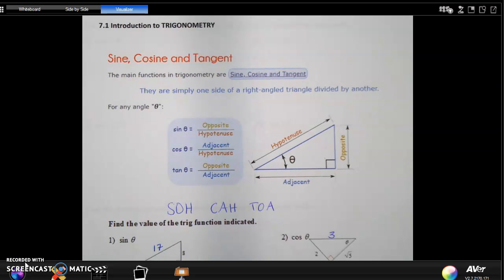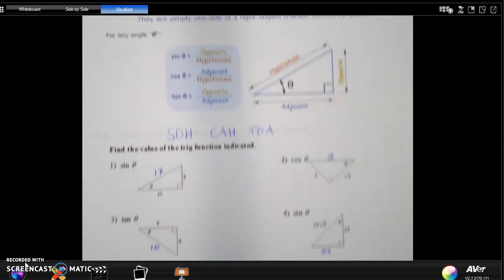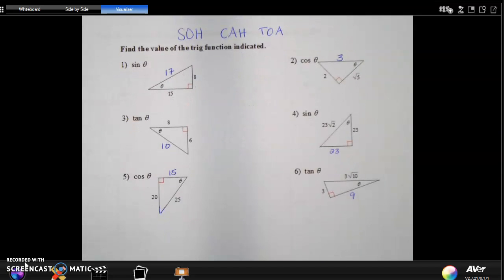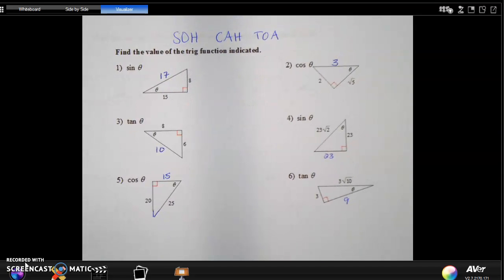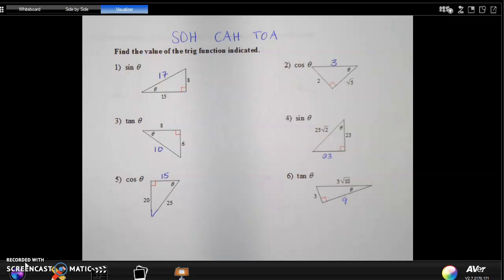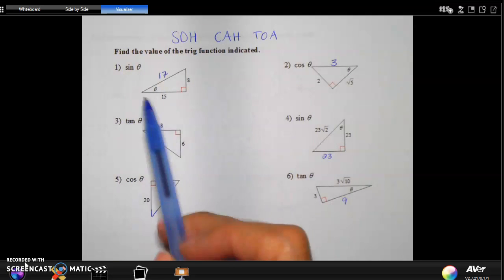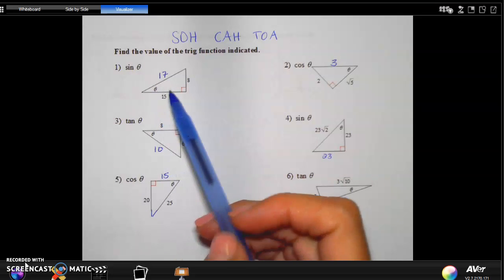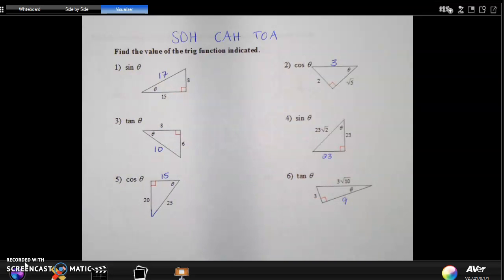Okay, so for this first set of problems, we'll be using SOHCAHTOA, and we're going to leave our answers in fractional form. So your first couple problems on your homework sheet are just like this. So the first thing we want to do here is make sure we understand where these sides are. So let's do that first.